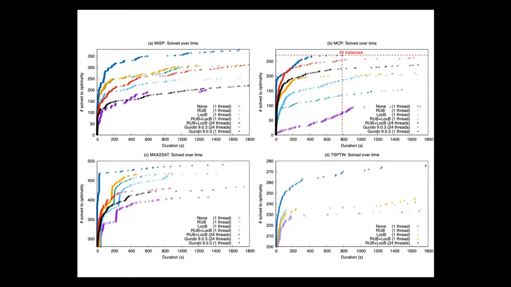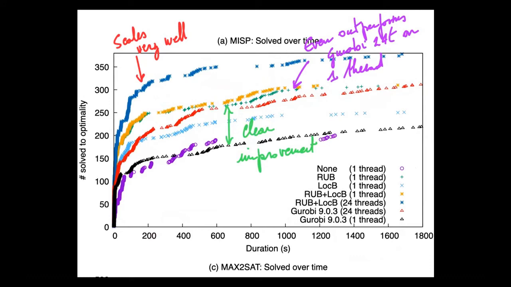So the first thing to observe here is, in the case of MISP, that it scales very, very well. The upper line shows the best performing solver when it's given 24 threads to execute. Also, on a single thread, you can see that there's a massive improvement between the baseline version, which is the standard Bergman-Cire framework without any local or rough upper bound, and the lines above, which show the improvement. Those lines above are the resolution with our framework.